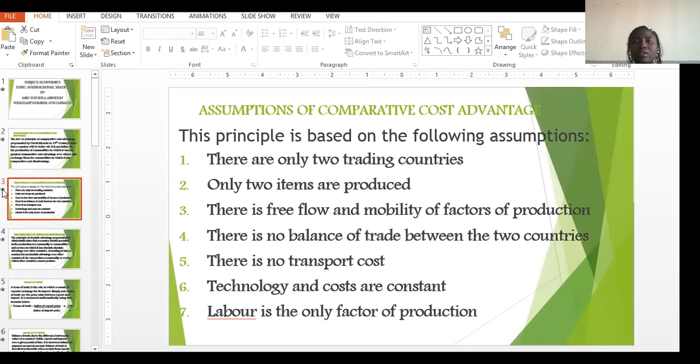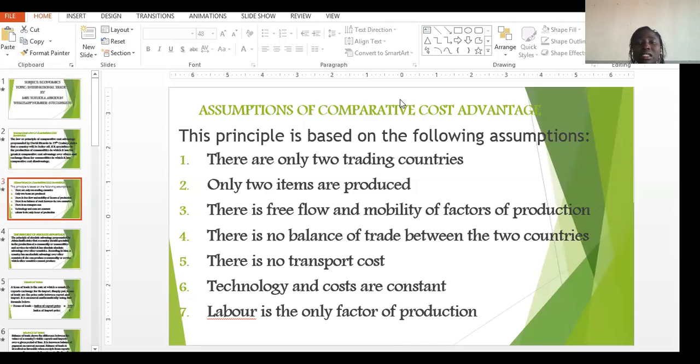Assumptions of comparative cost advantage. The principle of comparative cost advantage is based on the following assumptions. Assumption 1 is that there are only 2 trading countries. Now, comparative cost advantage is saying that only 2 countries are involved. That is saying that the countries involved actually practice bilateral trade. That's assumption number 1. So it's not really talking about you having interaction with other countries.